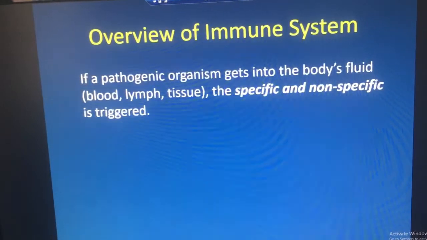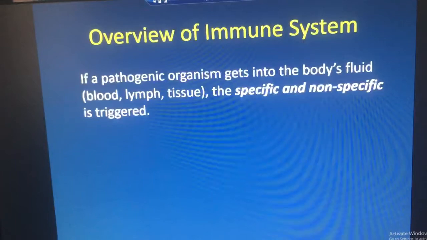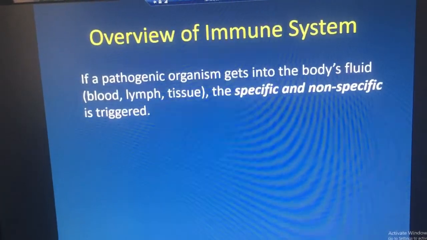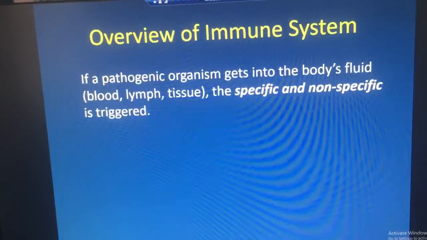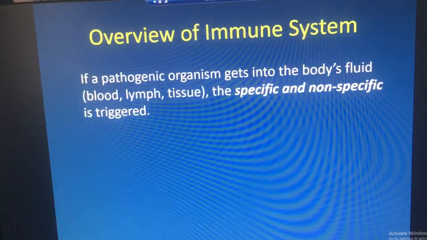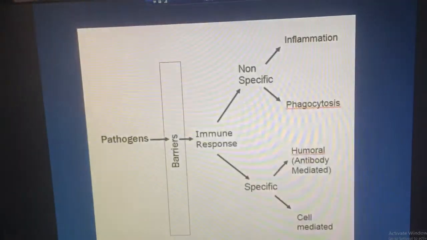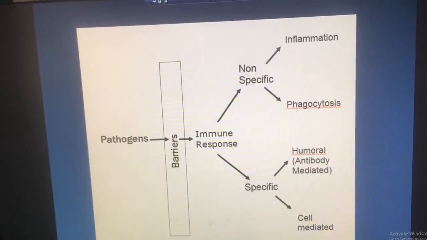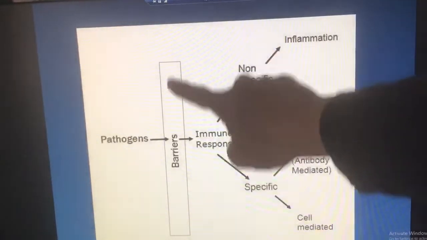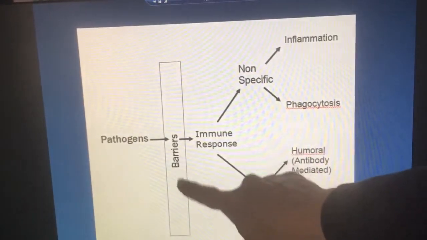Now, if a pathogenic organism gets past all of those barriers that we talked about in our starter activity and actually gets into the body fluid, so whether it's getting into the blood, the lymph tissue, the lymph fluid, the tissue fluid, then that will cause a series of immune responses to take place. And we can divide those responses into either specific immune responses or non-specific immune responses. And this diagram we'll keep coming back to throughout the topic. So these represent our barriers, whether they are our chemical, physical, mechanical or biological barriers.